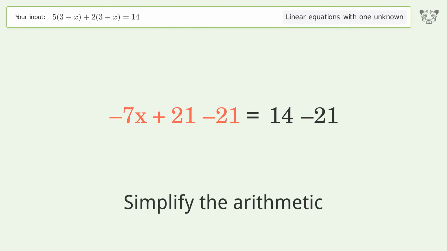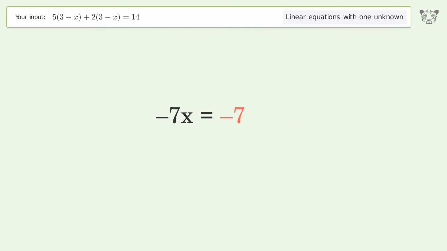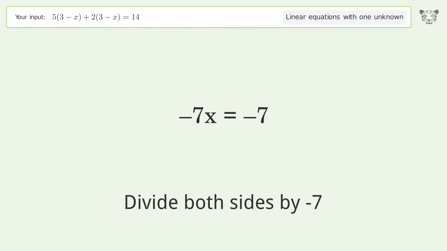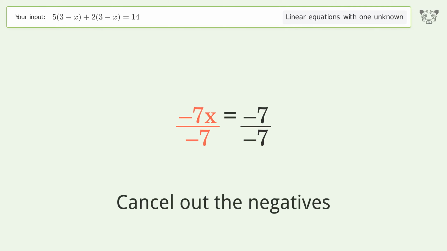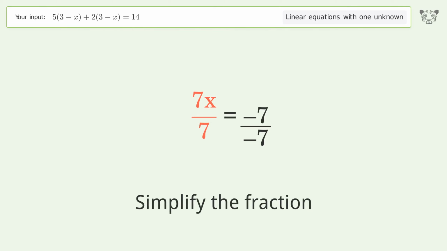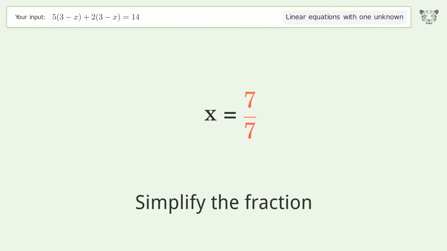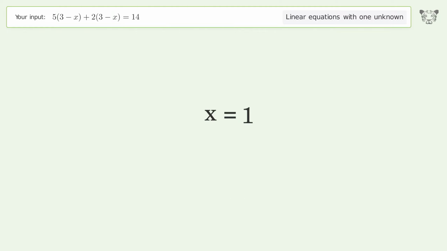Simplify the arithmetic. Isolate the L. Divide both sides by -7. Cancel out the negatives. Simplify the fraction. Cancel out the negatives. Simplify the fraction. And so the final result is x equals 1.